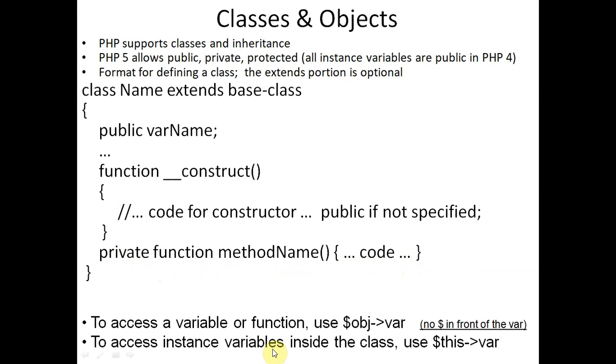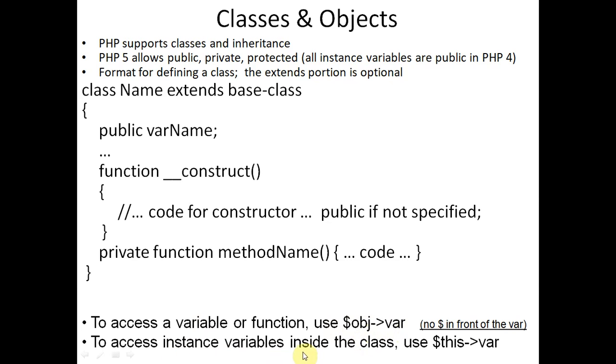To access the variable or function, we will use the object, the dash greater than sign, and the variable name. So suppose this is the variable name; we will define the object of this class, and then we will write this variable. There is no dollar sign before this variable, but we will mention the dollar sign before the object. Once we mention the dollar sign, we will not mention it again.